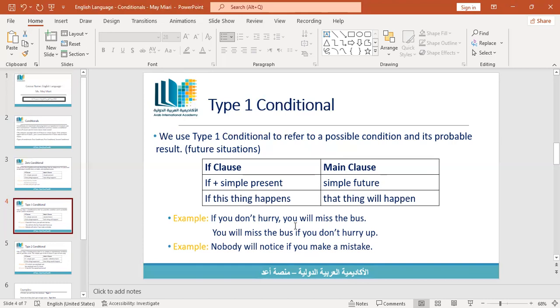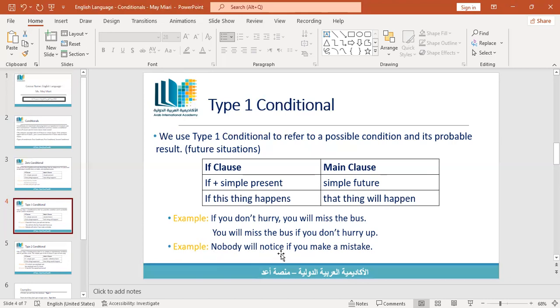Then for the main clause, it should be in the future tense, since we are using the type 1 conditional. So the main clause will be in this form. You will miss the bus. So in the simple future, we add will plus the base form of the verb. So will miss. And in this conditional sentence, we added a comma after the if clause since the sentence started with the if clause.